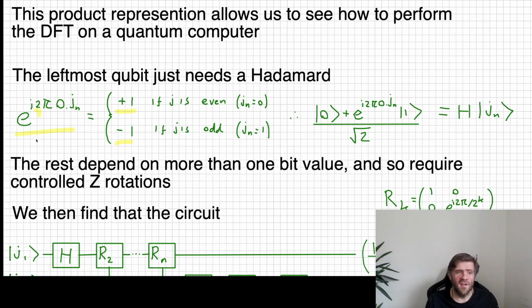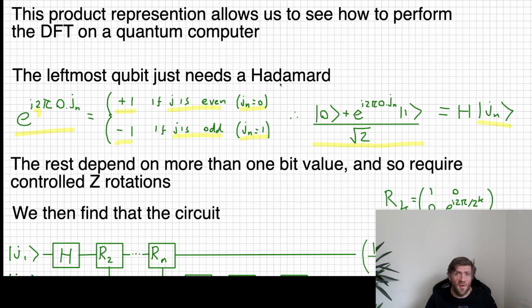So it's either e to the I times 0, in which case the whole phase is +1, or it's e to the I times pi, in which case the whole phase is -1. So it depends completely on whether this value of jn is 0 or 1, which is basically whether the number j is even or odd. So we start off with the state in which the number j is encoded in binary.